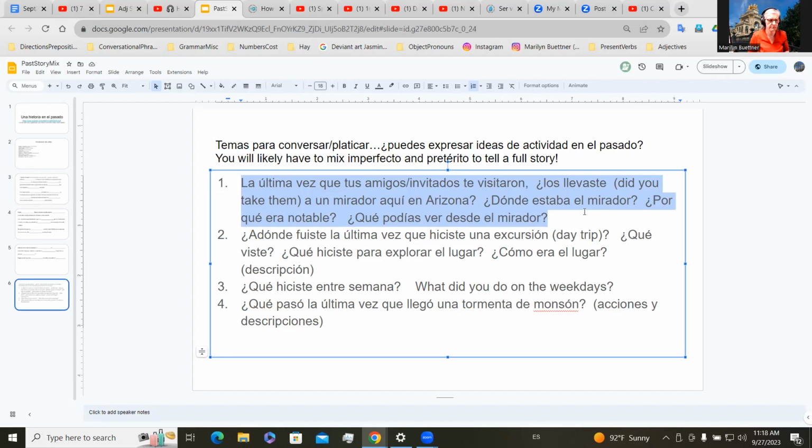¿Por qué era notable? I'm really just asking other things, rephrasing it. ¿Dónde estaba el mirador? Where was the viewpoint? ¿Sí? ¿Por qué era notable? Why was it a wow? Notable, notable, but, you know, a wow. Why was it a wow?